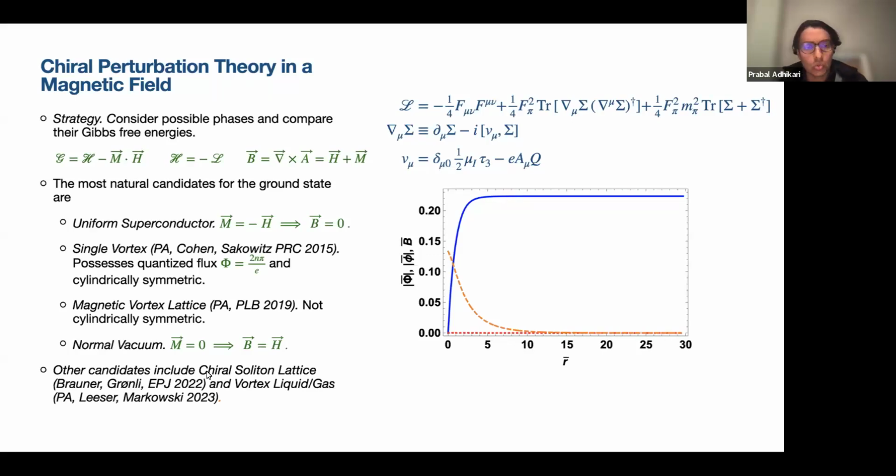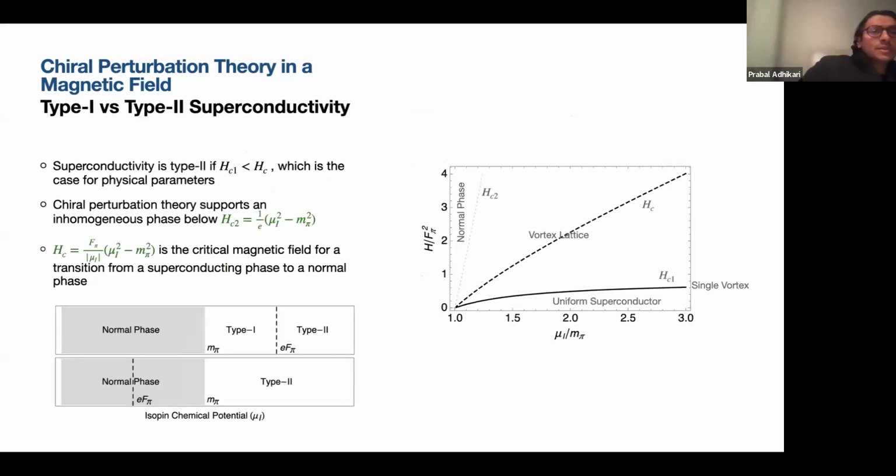Some that have been considered include chiral soliton lattices, and there's also the possibility that magnetic vortices don't exist in an organized solid-like setting, but behave more like a liquid or a gas. Which brings me to the nature of superconductivity. So when one thinks of superconductivity, the most natural question is whether vortices even exist. So when vortices exist, we call this type 2, and when vortices are not permitted, we call this type 1.